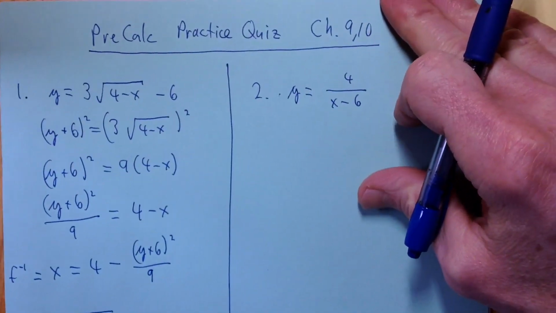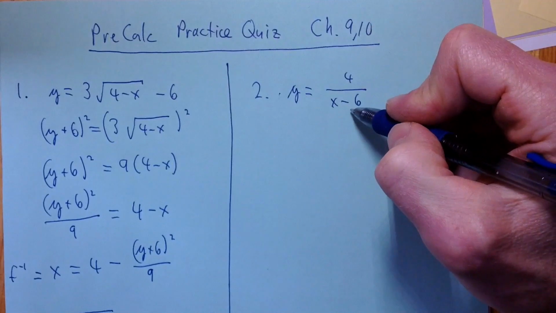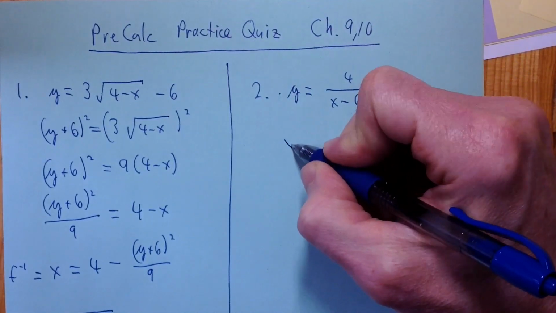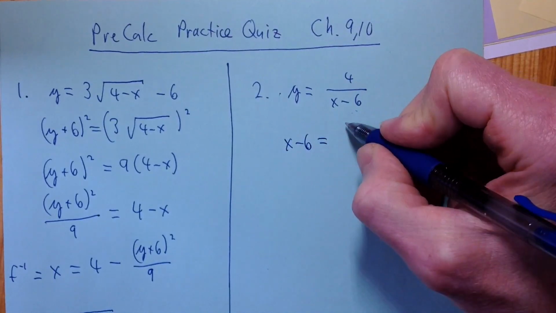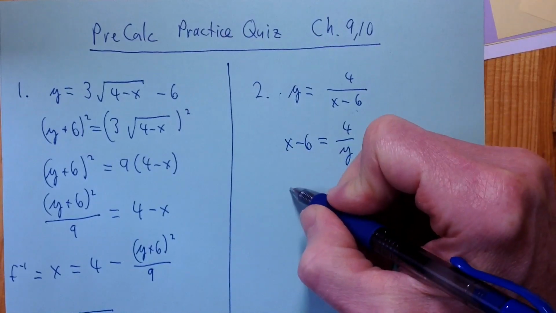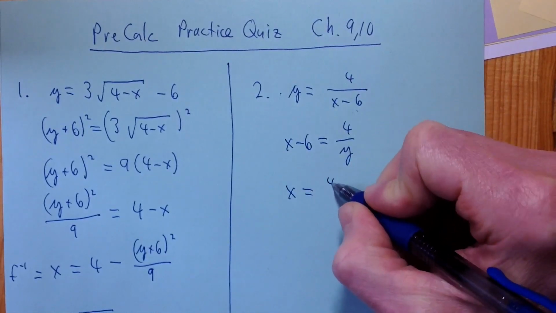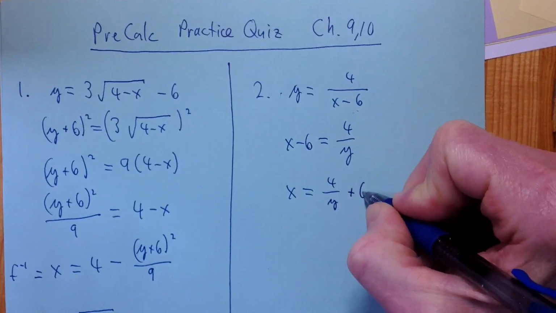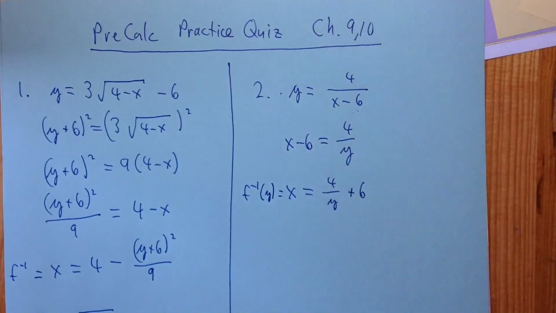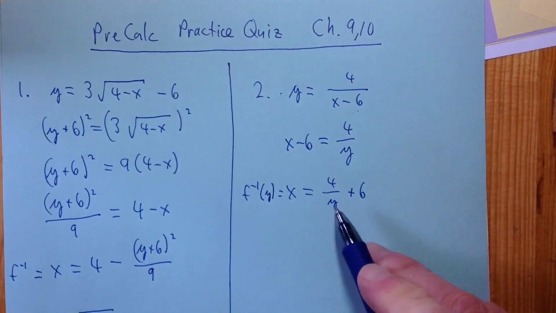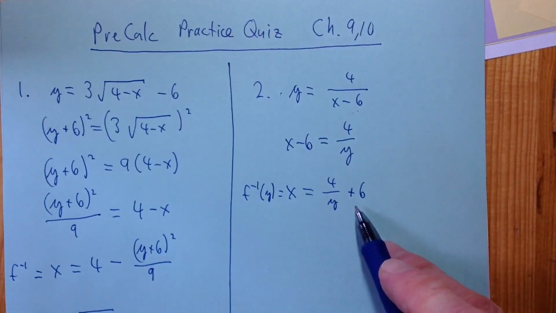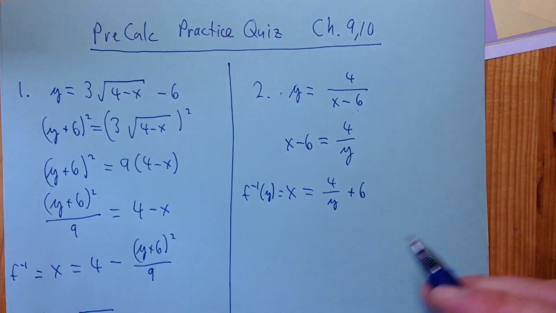Okay, number 2, this one's a lot easier. We want to solve for x. Again, we can just swap the two if one's in the top, one's in the bottom. So we have x minus 6 is equal to 4 over y. Solve for x, add 6 to both sides. X is equal to 4 over y plus 6. So that would be our inverse function. In this case, it's a function of y, like in the other case. We could change that and say y is an x. Normally we have y as a function of x, but it doesn't matter.